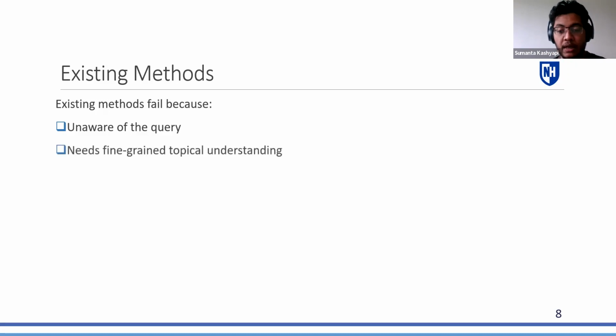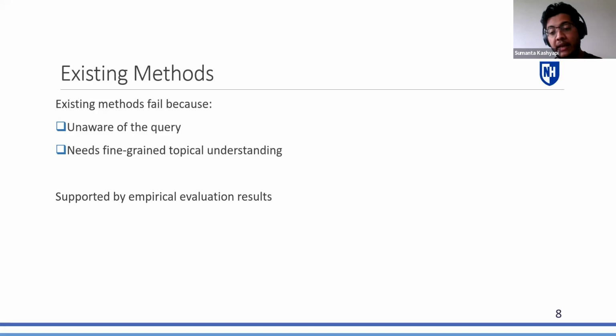And number two, term frequency-based clustering methods work well for identifying coarse-grained clusters. However, identifying query-specific subtopics requires more fine-grained topical understanding than simply measuring term frequencies. Later in this talk, we show empirical evidence that existing approaches like topic models and TF-IDF-based clustering methods fail to obtain satisfactory results for our task.